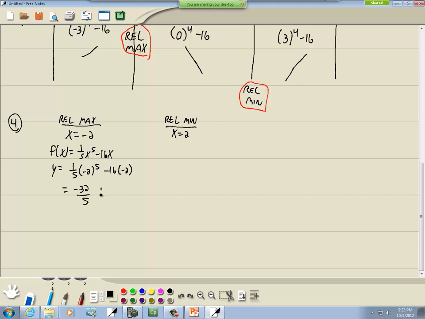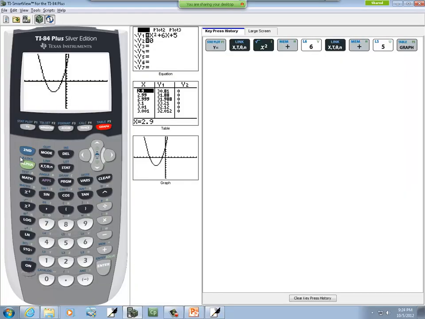Negative 16 times negative 2 is a positive 32. This is a mixed number. We can take 32 times 5. That gives us 160. 160 minus 32 gives us 128. So we got 128 over 5. Again, use your calculator if you're not very good with fractions. I'm doing it just to double check myself.